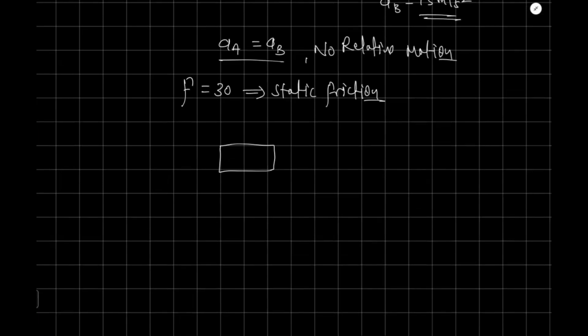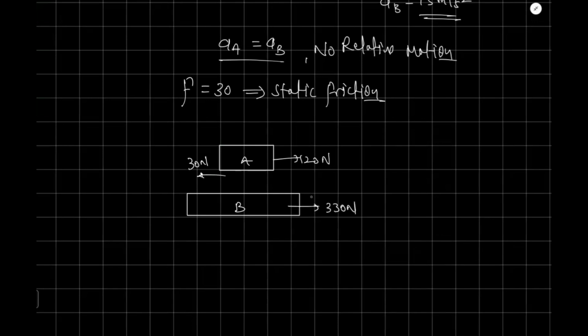We take this block A and block B. On this one, there is 120 Newton, right? On this one, there is 30 Newton here. On this one, there is 330 Newton, and 30 Newton is acting in this direction. If you take the acceleration of A, it will again come 1 meter per second square. And if you find the acceleration of B, it will be 360 by 20. That will be 18 meter per second square. So now we know our relative motion is happening in this direction, and friction force is also acting in this direction, that is what we have assumed.